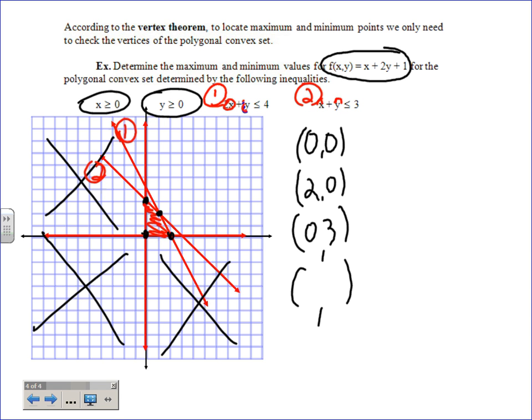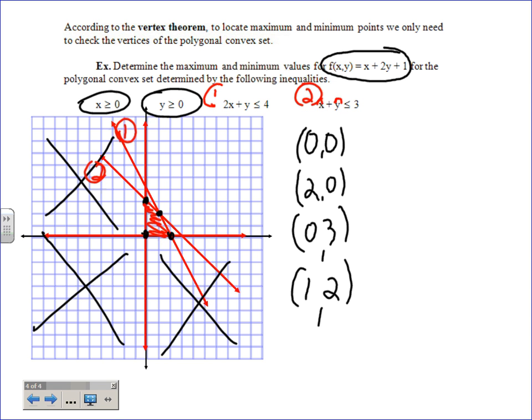Does 1, 2 work in both of them, making it equal, right? 1, 2, yep. 1, 2, yep. So 1, 2 works. Okay, that's one way of always checking that last one to make sure you got it right. Let's say your graph was horrible. Well, you could just do a system of equations there and find it. So those are the vertices, correct?